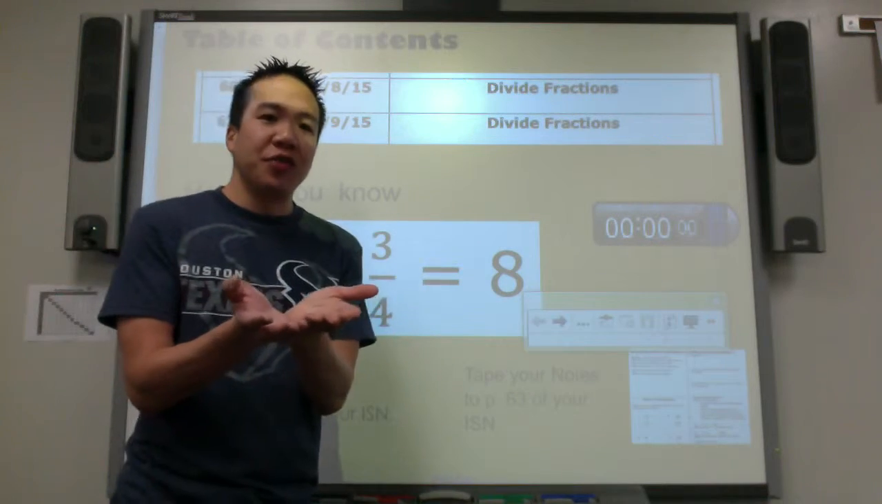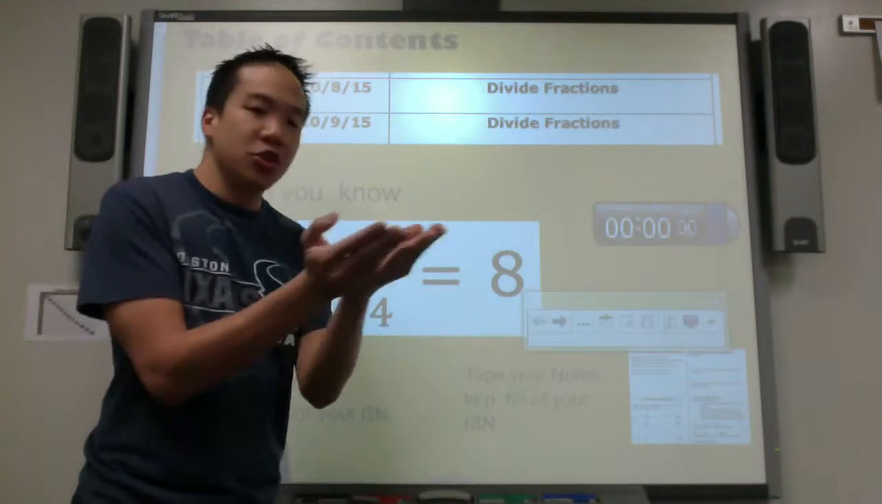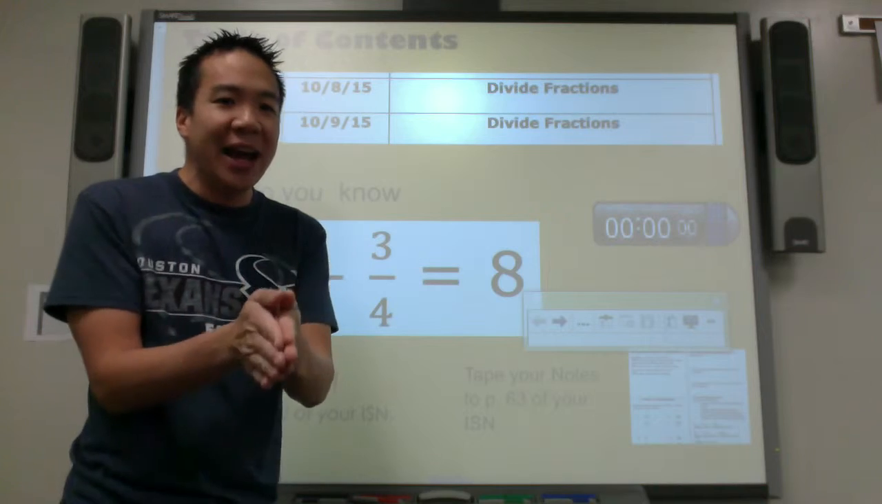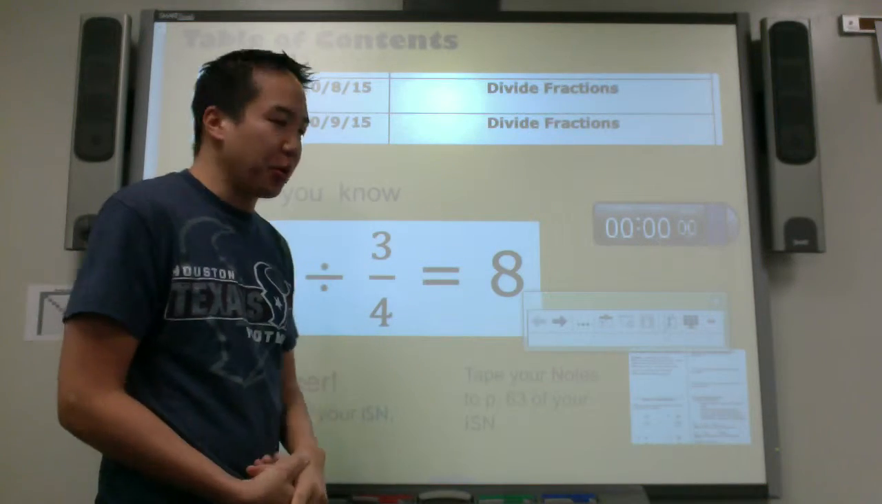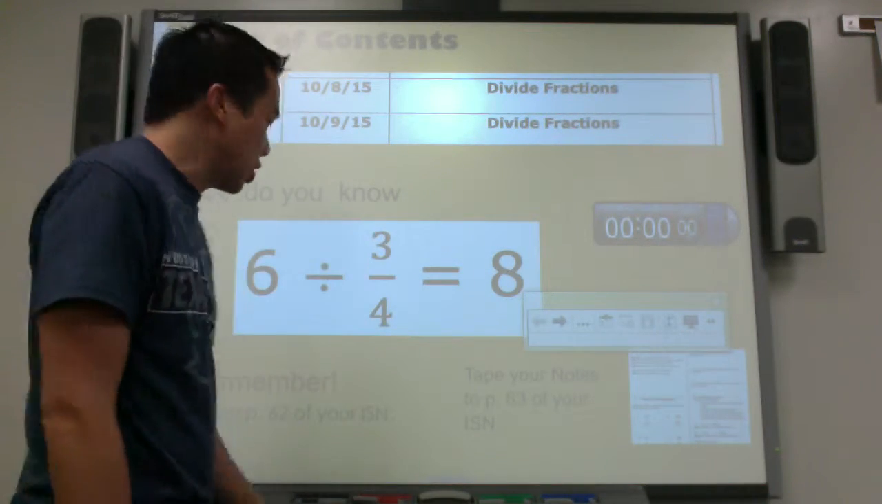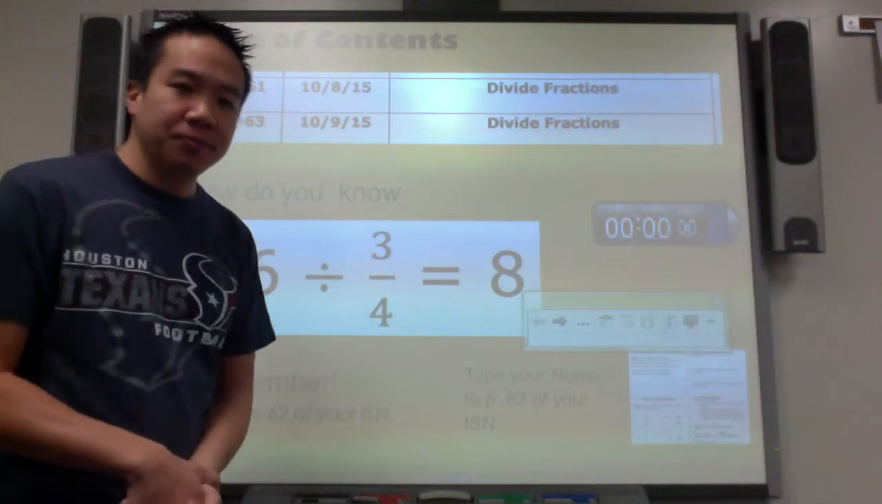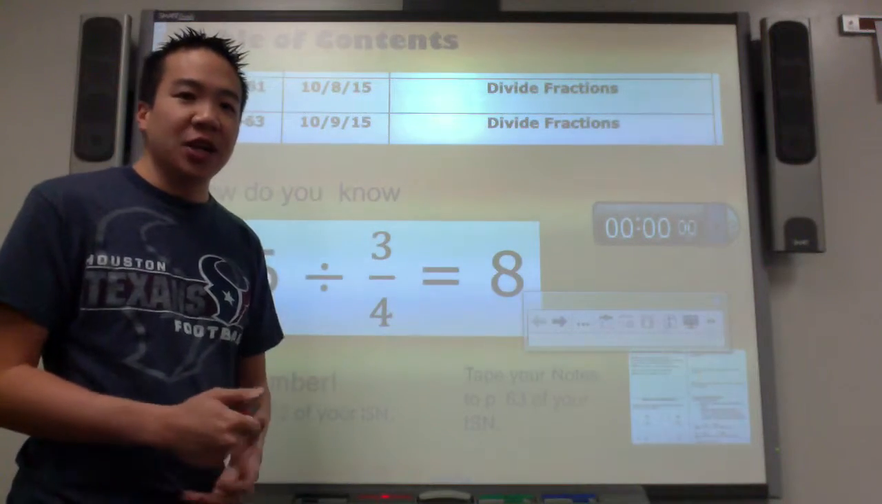So on your desk you have your notes. Fold it in half, tape it to page 63. You should be answering this question on page 62. So you may want to pause it and give them time.